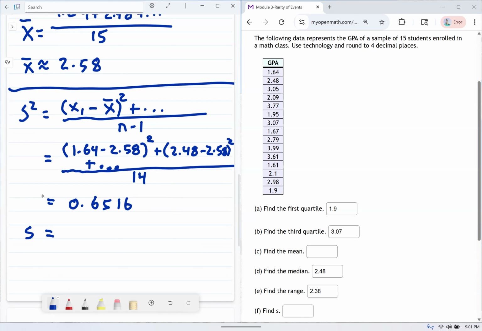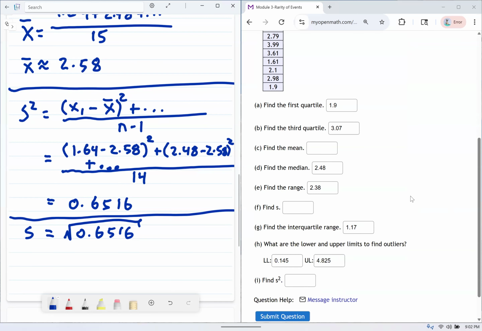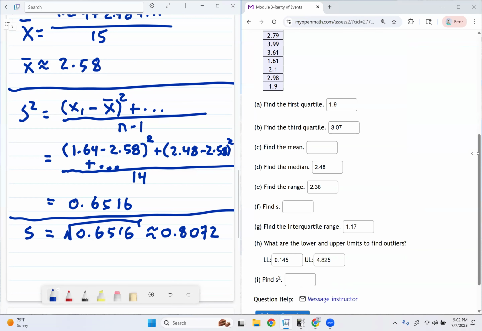To get my standard deviation from this variance, I take the square root of that number. Taking the square root of that 0.6516 number gives me approximately 0.8072. Let's type in those numbers and see how that looks in my OpenMath. And then I want to show you how you can do the same thing in GeoGebra.